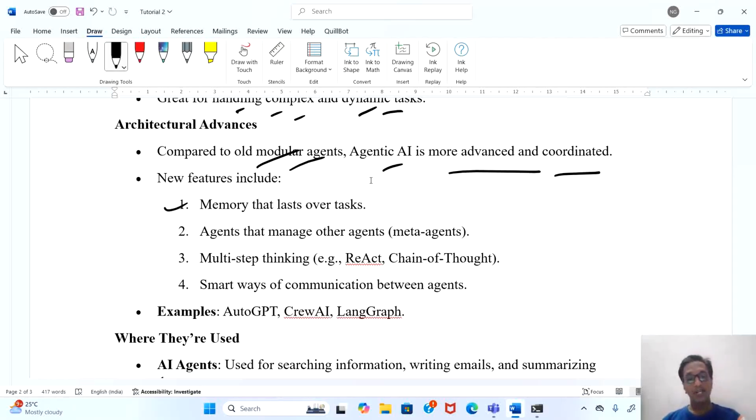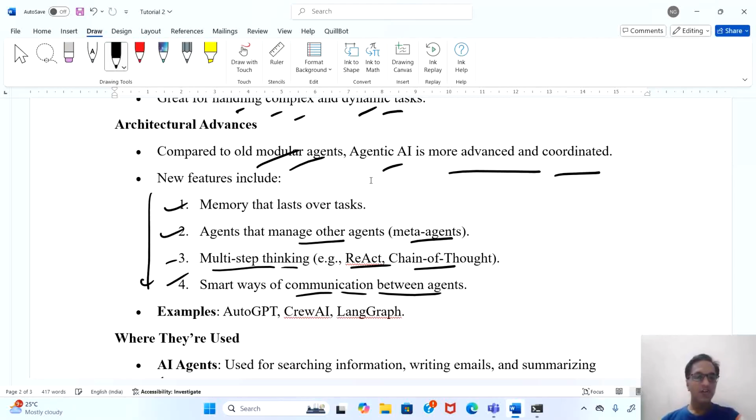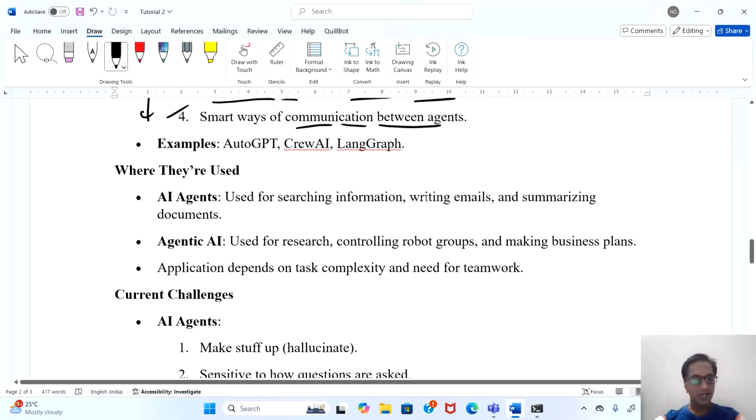Memory sharing or independent memory, what they are having, agents managing other agents also. This is also one of the things, like the meta agent, multi-step thinking also, like chain of thoughts, reasoning capability, a smart way to communicate between the agents. So all these things are challenging. However, new features like these are being added. Still the research is going on, and we are going to see more updates in the coming time.